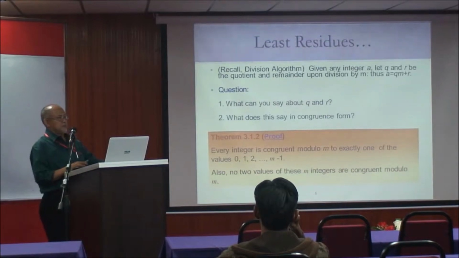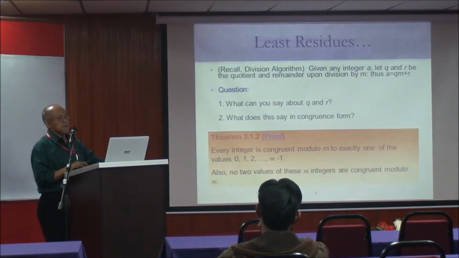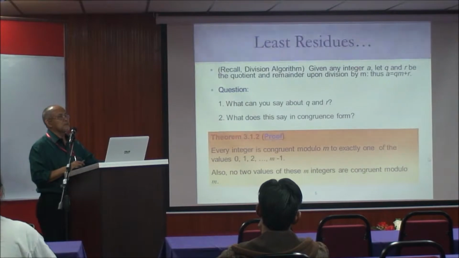So let's say we are given a fixed M and any integer A. If you were to divide A by M, how many possibilities of the remainder can we get out of that division, based on the division algorithm?